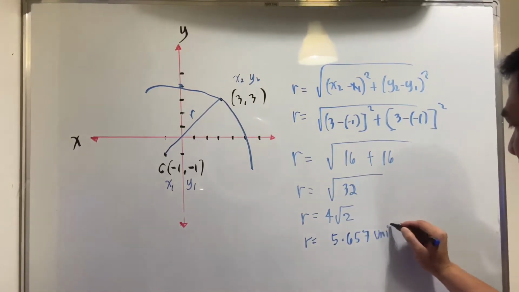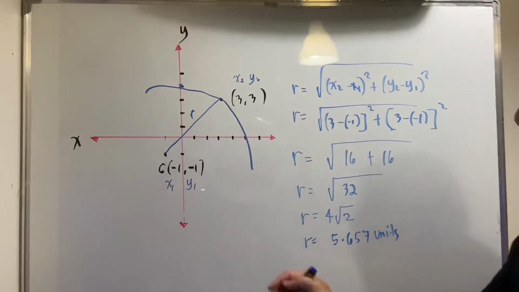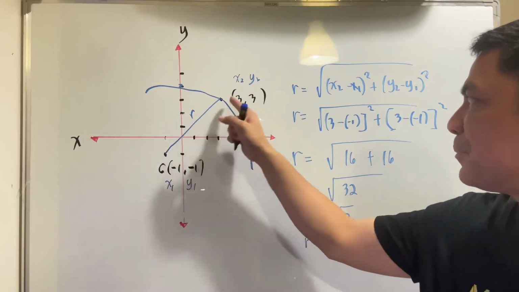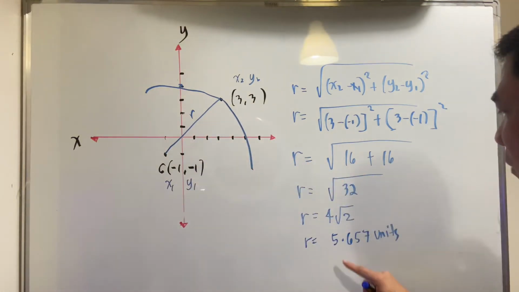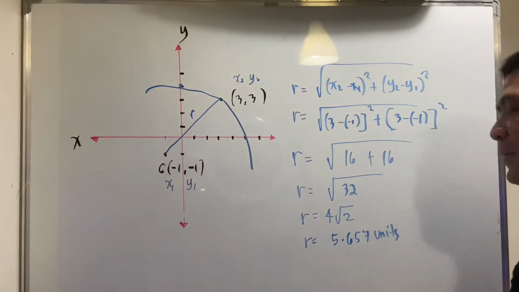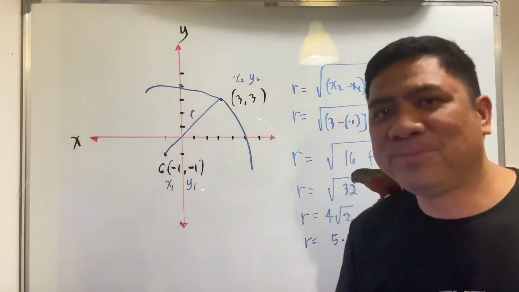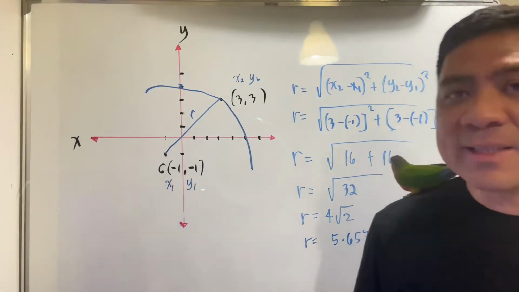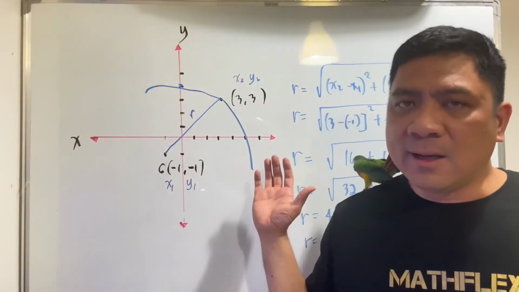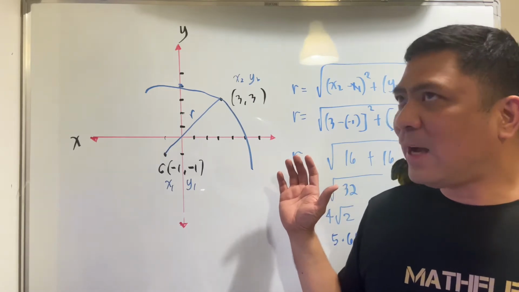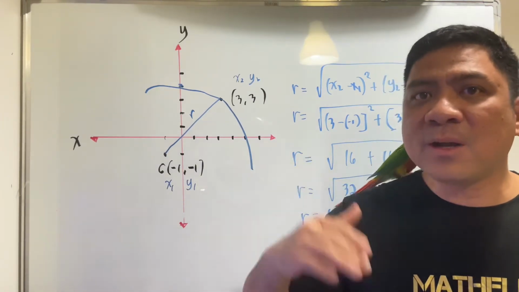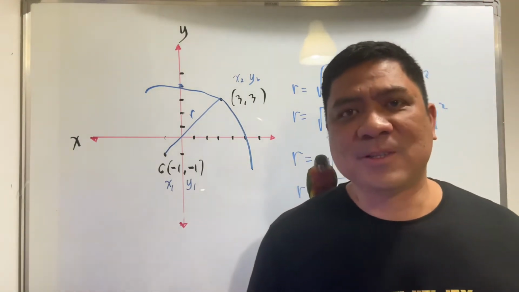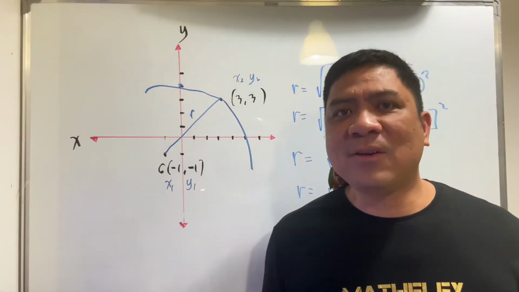32, that is 5.657 units. So the circle that has a center at -1, -1, and passes through 3, 3, the radius is actually 5.657 units. Okay? So as simple as that. We'll be continuing more of these problems. I introduced this one because the next problems that we will be solving involve distance between 2 points. So for the meantime, that's it for our lesson.